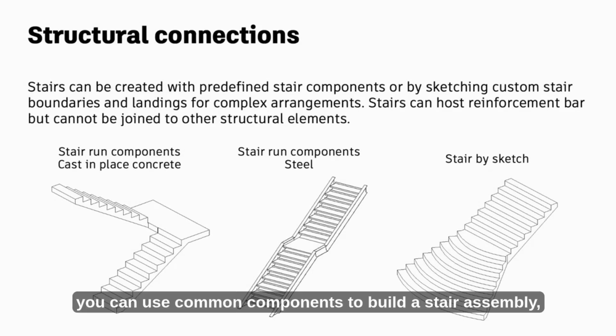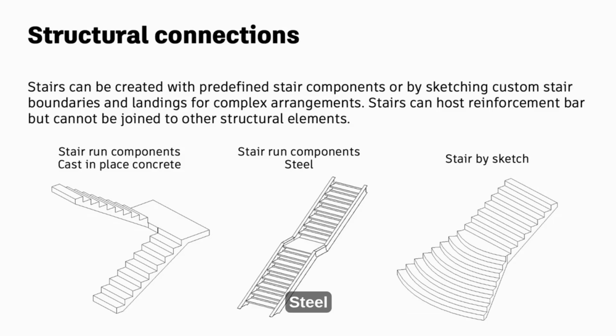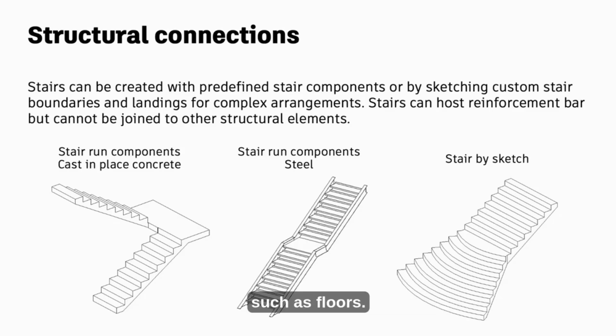Like most staircases, you can use common components to build a stair assembly, such as rungs, L and U-shaped winders, and landings. For more complex stairs, you can sketch the boundary, define custom treads, and also landing profiles. Steel and timber stairs can be created by using steel stringer profiles and custom tread profiles. Also note that stairs can host reinforcement bar but cannot be joined to other structural elements such as floors.